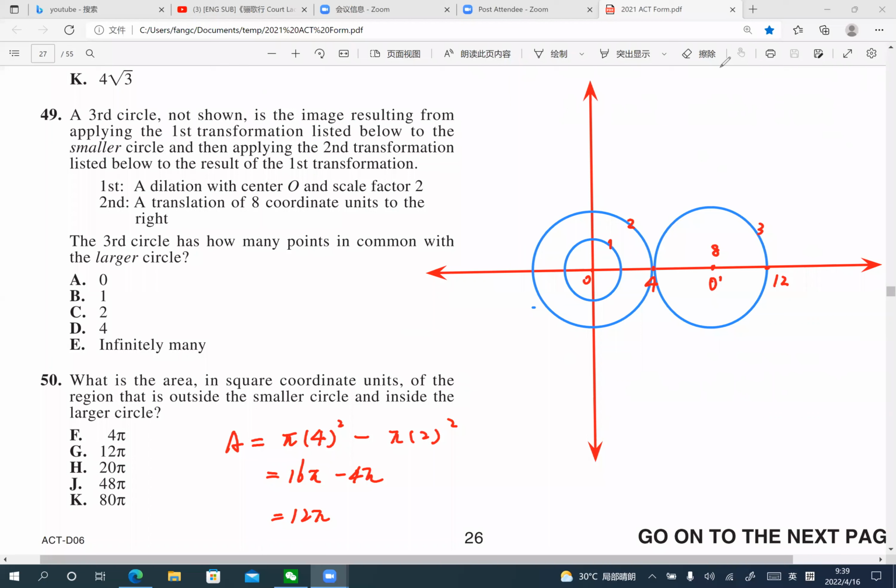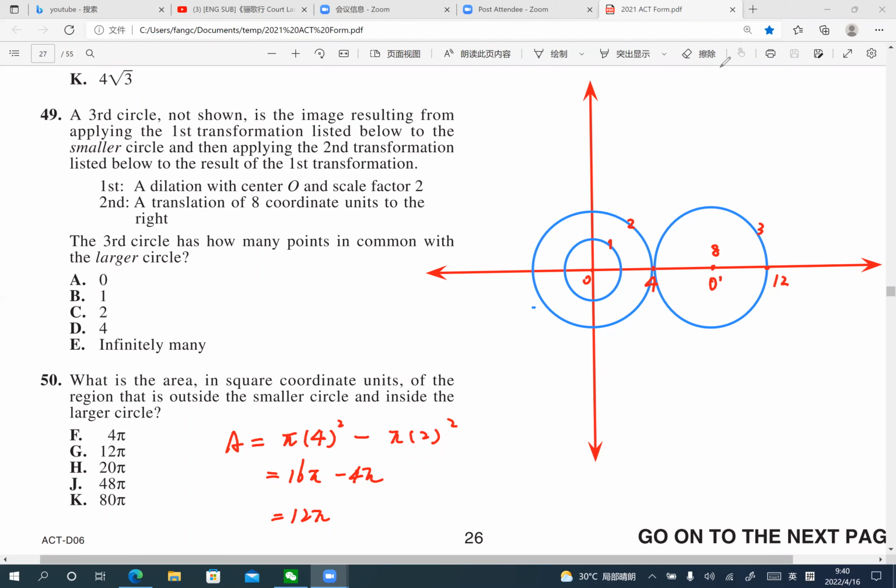Question 49. A third circle, not shown in the image, is the result of applying the first transformation listed below to the smaller circle and then applying the second transformation to the result of the first. First, a dilation with center O and a scale factor of 2. Second, a translation of 8 coordinate units to the right. Question: the third circle has how many points in common with the larger circle?